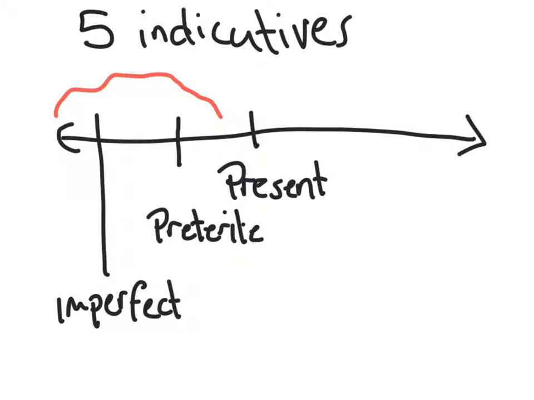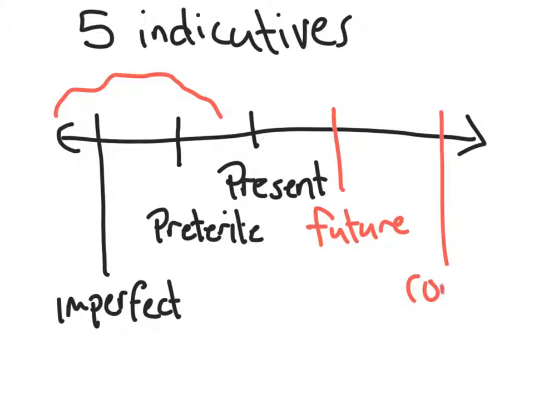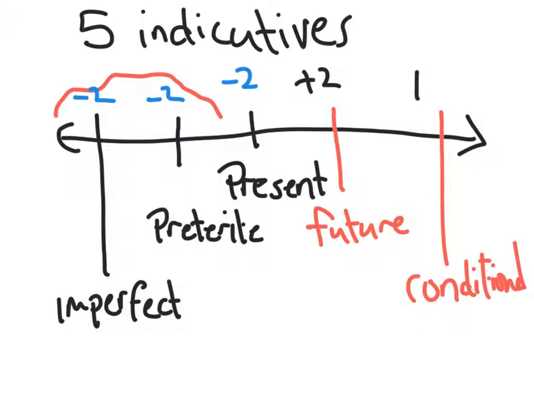Now, on the other side of the present, we have the future tense, and we have the conditional. And the way I explain this is if you look at it as a number line, present tense is -2, this is -2, and this is -2. And on the other side, it's +2, +2.